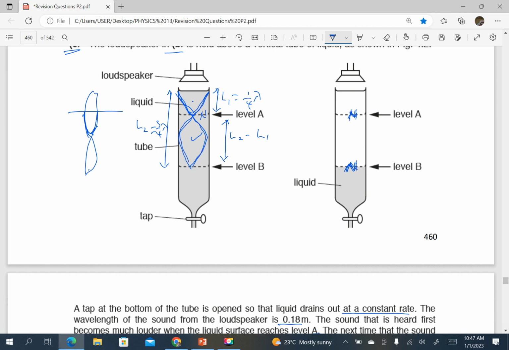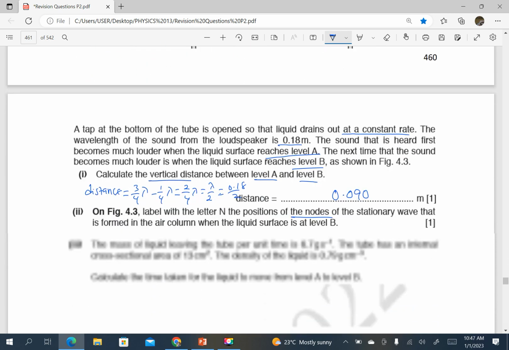So we write N in that line and another N in that line. So those are the positions of the nodes.